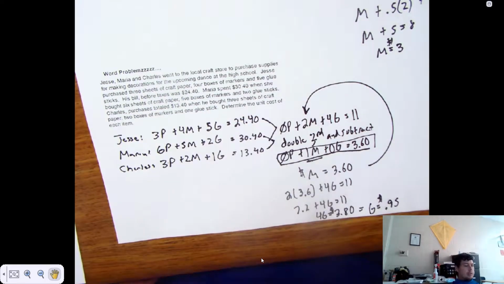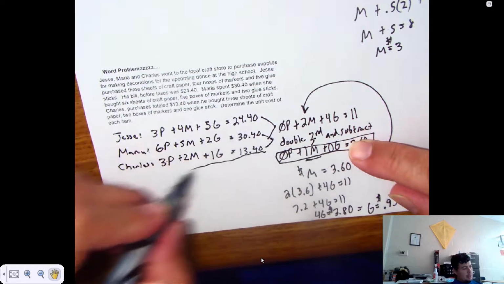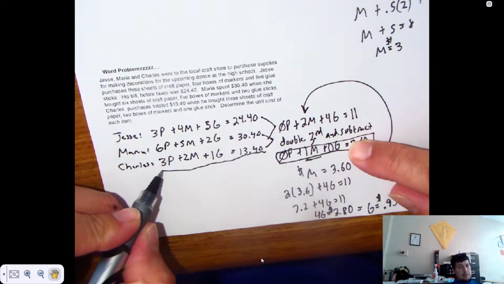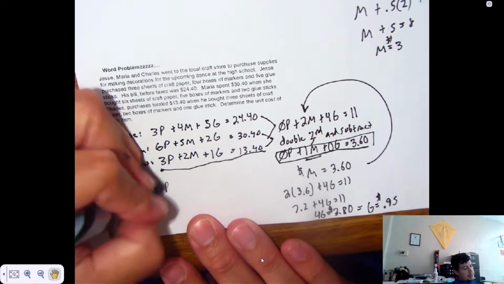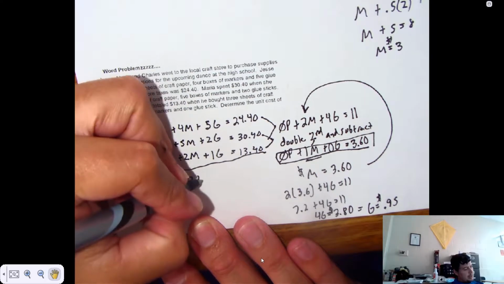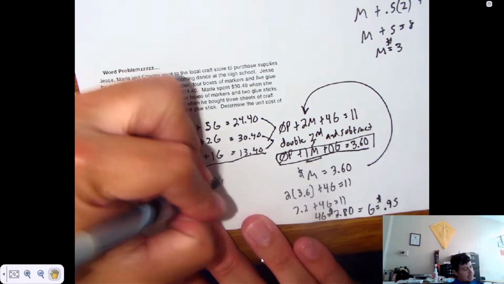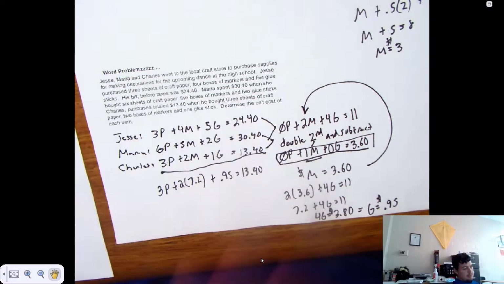So we now know the cost of a marker. We now know the cost of a glue stick. And we just plug that into any equation we have. And Charles' equation actually has the smallest numbers. So we're going to use Charles' equation. That way I can do it in my head. So 3 pieces of craft paper plus 2 markers at $7.20 plus 1 glue stick at 95 cents is $13.40.